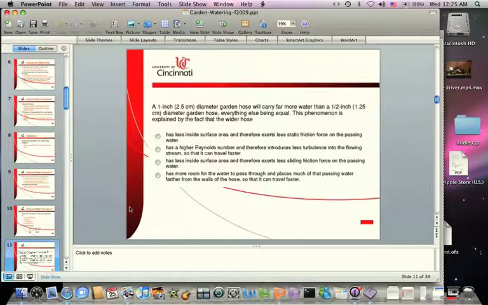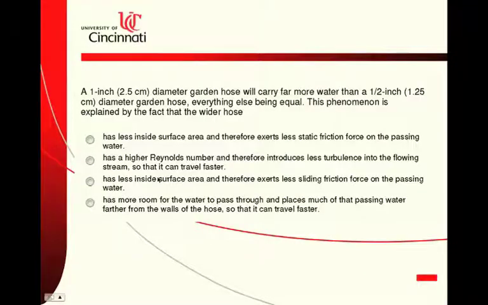Okay, the first problem says a 1-inch diameter garden hose will carry far more water than a 1/2-inch diameter garden hose, everything else being equal. This phenomenon is explained by the fact that the wider hose has less surface area and therefore exerts less static friction on the passing water, has a higher Reynolds number and therefore introduces less turbulence into the flowing stream so it travels faster, has less inside surface area and therefore exerts less sliding friction force on the passing water, or last, has more room for water to pass through and passes much of that passing water farther from the walls of the hose so that it can travel faster.